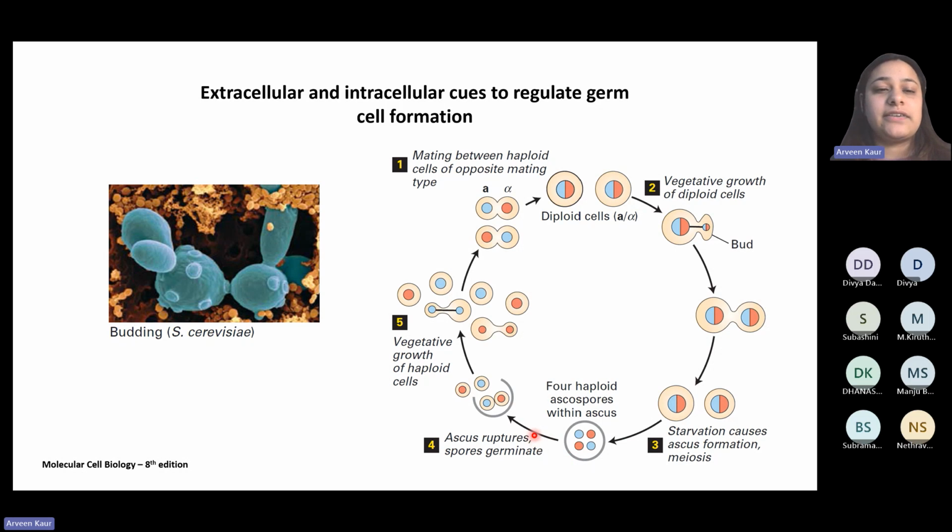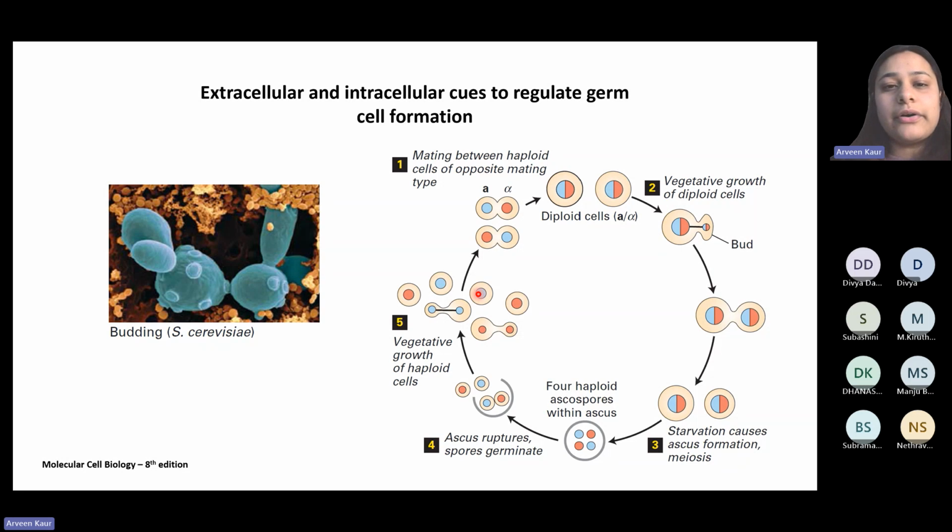And when the conditions are favorable again, this ascus will rupture and spores will germinate, right? After this, there could occur vegetative growth of these haploid cells, right? So even haploid cells could undergo vegetative growth. They could increase in number by it, and then mating will occur again. And now again, diploid cells will be formed, right? So that is the life cycle of a budding yeast or Saccharomyces cerevisiae.